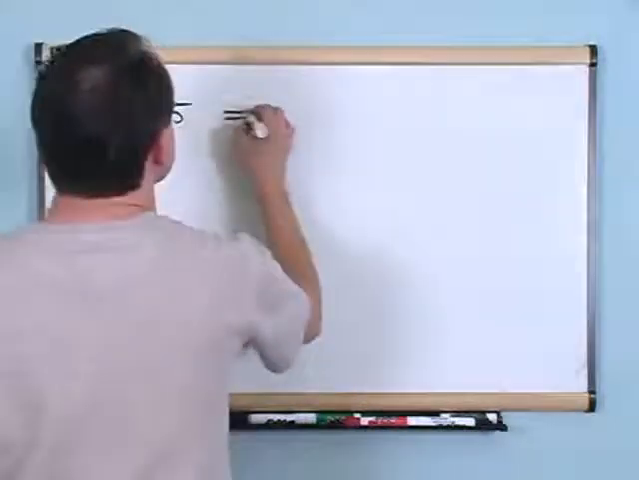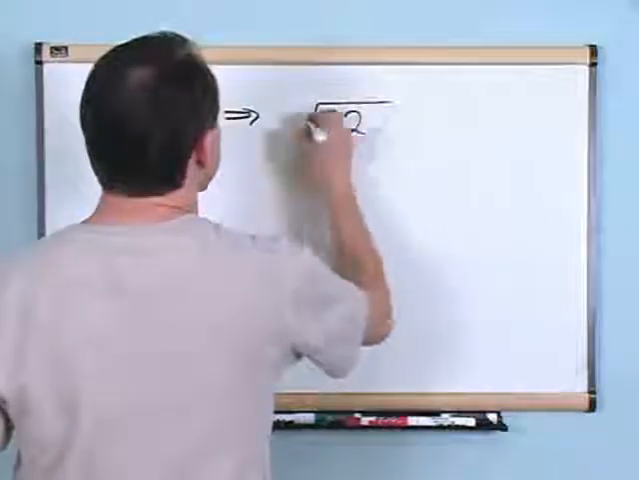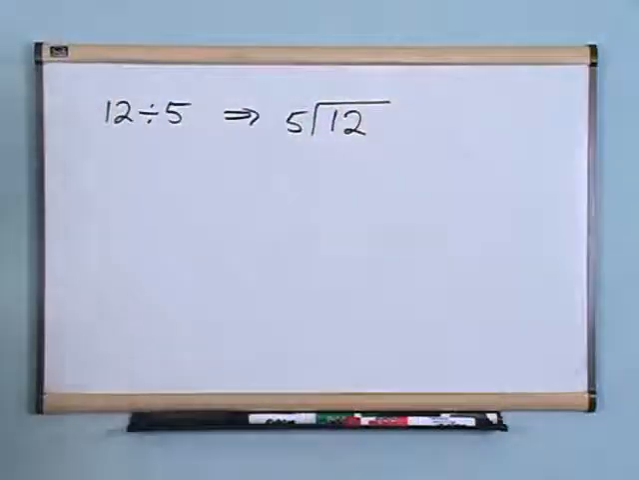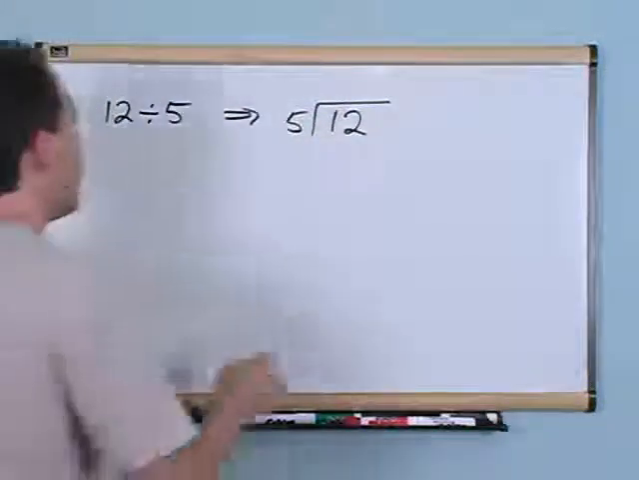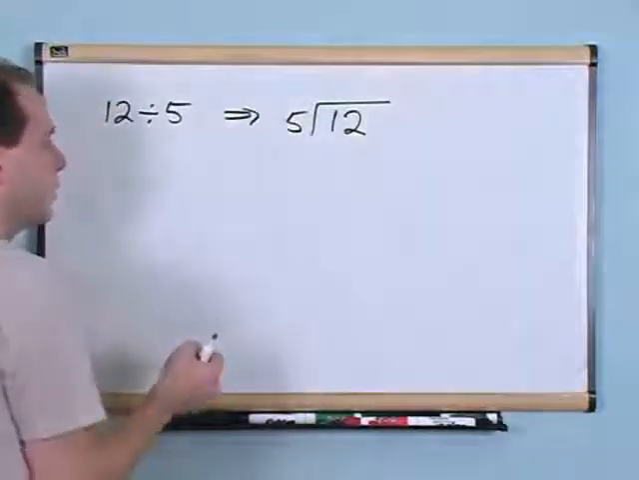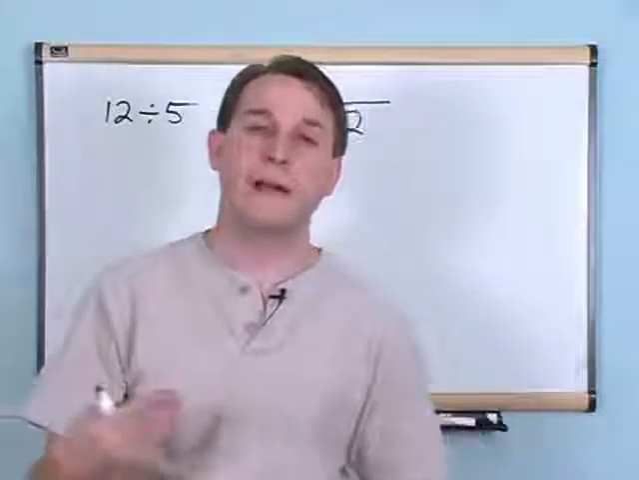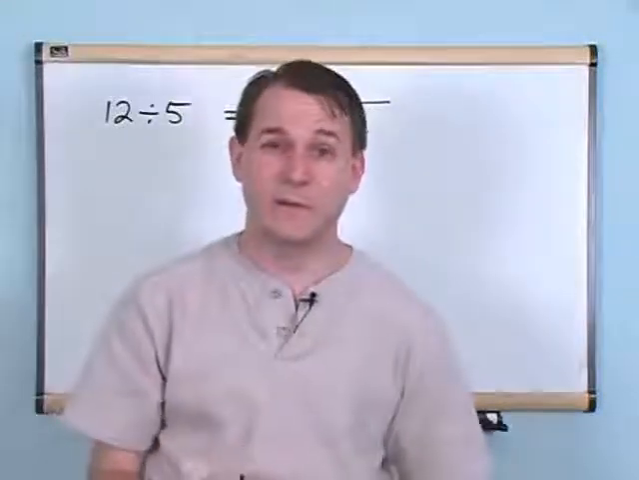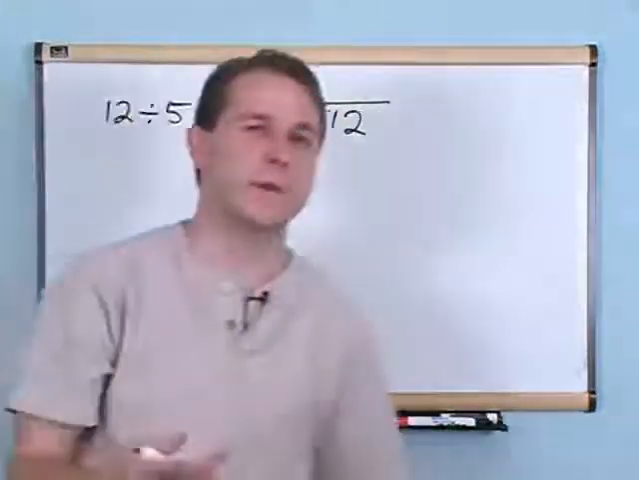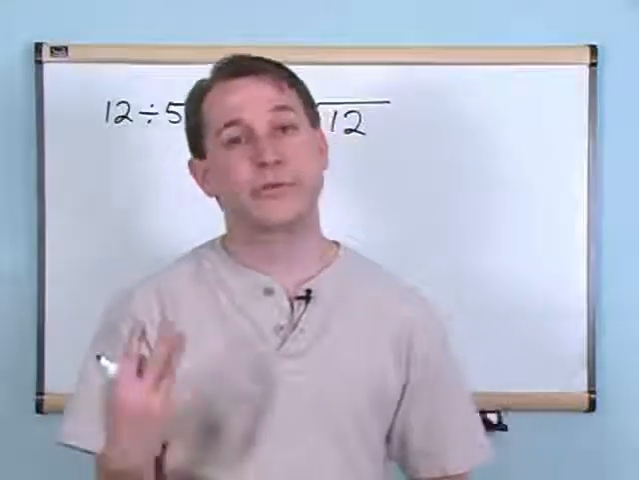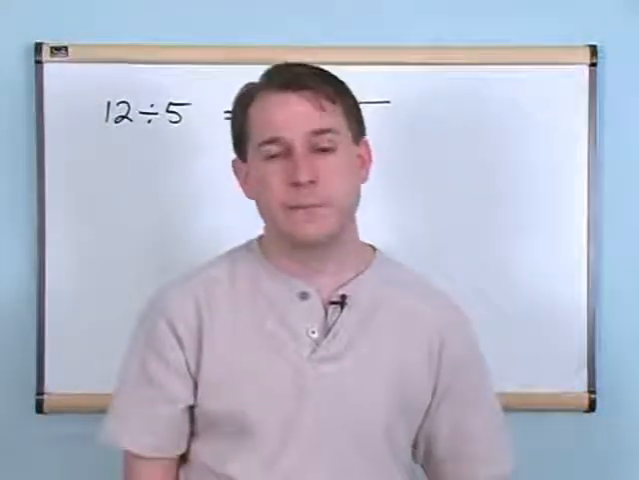First thing you do is you put 12 under the house and you put 5 out here. Now what we're trying to do here with the 12 is we're trying to say 5 times what number is going to give us 12. Well, you know that 5 times 2 gives you 10, and 10 is just less than 12. And 5 times 3 gives you 15, but that's too much.